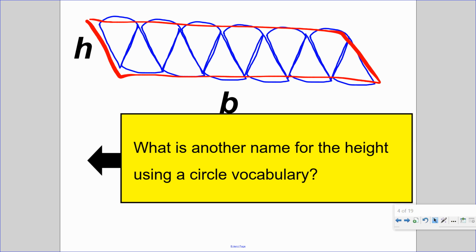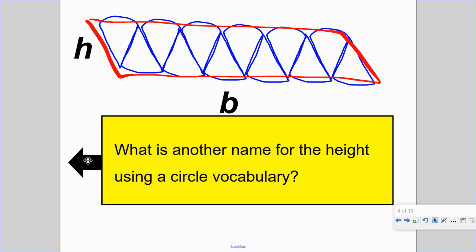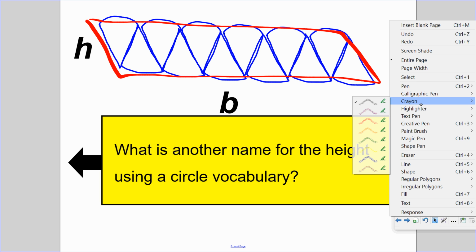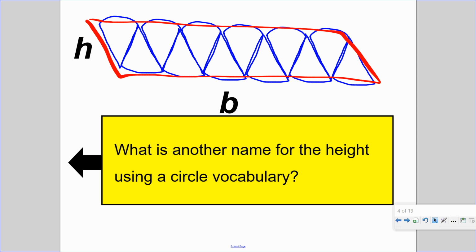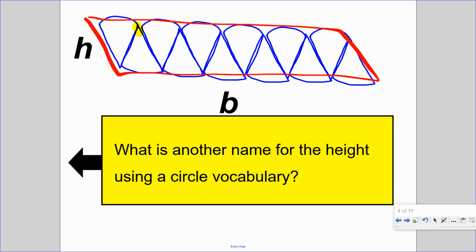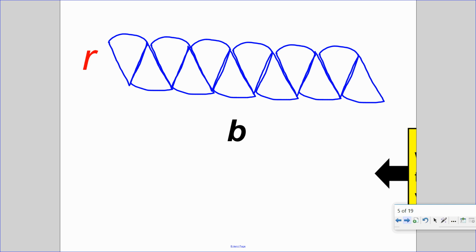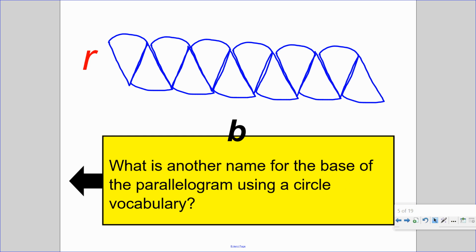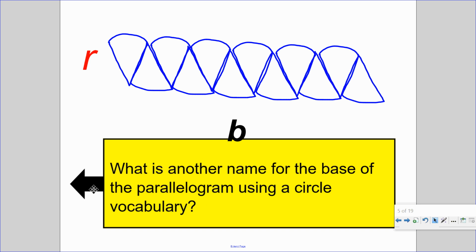So next one. What is another name for the height of this parallelogram using a circle vocabulary word? So I want to find the height of this. To find the height of it, think of it as this. It's the height from here to here. How can I find the height? What is this called? Let's think about it. From the center of the circle to the end. What is that vocabulary called using circle? I believe that is called radius. It is radius. So what I would like you to do is replace that height with r, which stands for radius. So again, from here to here, that is the radius.